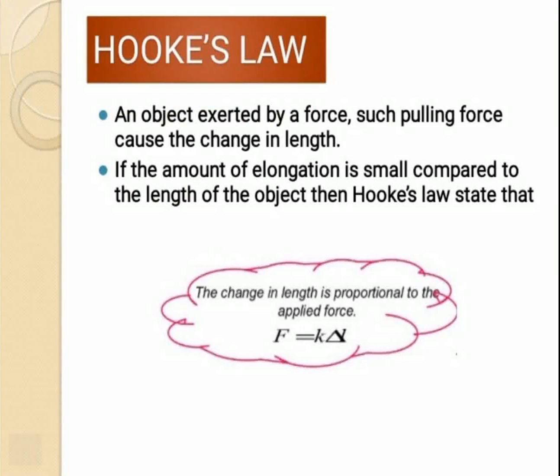Hooke's law. Within the elastic limit, the stress is directly proportional to strain. That is, stress by strain is equal to E, where E is the constant called modulus of elasticity. Its unit is Newton per meter square. An object exerted by a force, such as a pulling force, causes the change in length. If the amount of elongation is small compared to the length of the object, then Hooke's law states that the change in length is proportional to the applied force. That is, F is equal to K del L.